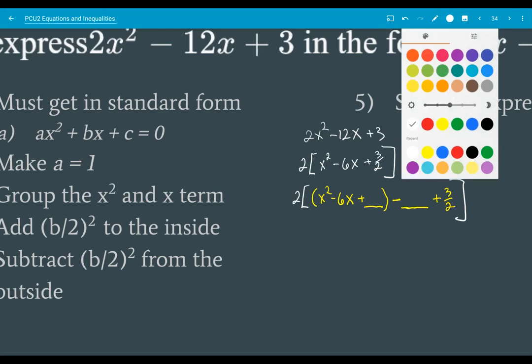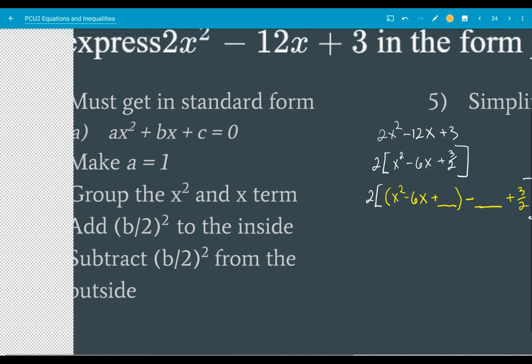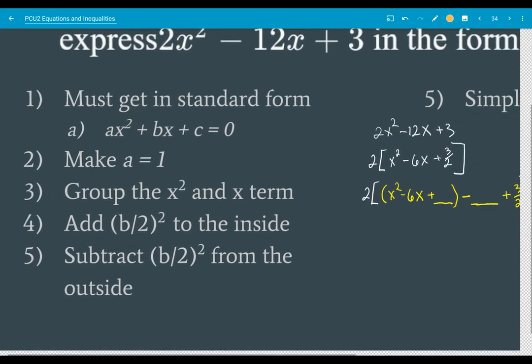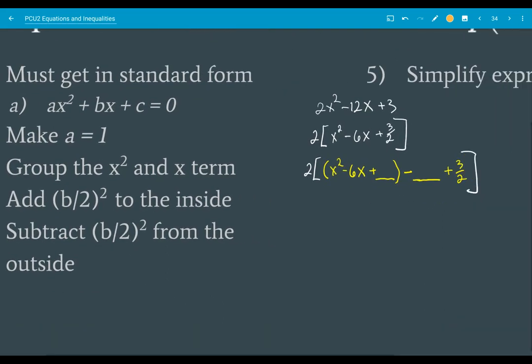Now we have to figure out what goes in that blank. Well, what goes in that blank is step 4 and step 5. So it's b over 2 squared. So I'm going to take negative 6 and divide it by 2 and then square it. So I'm going to get 9. So the 9 goes in here and there.